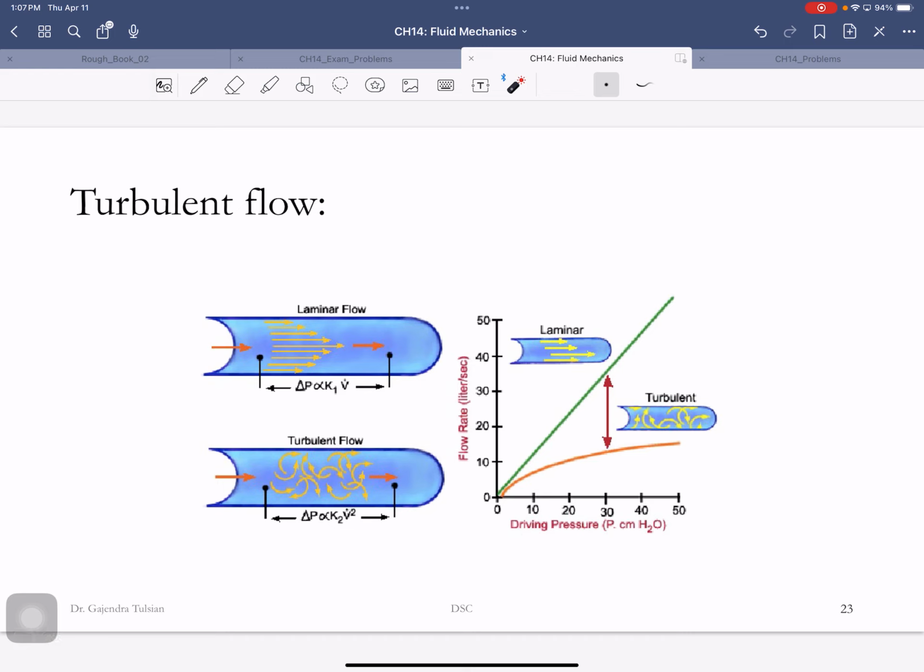So there's turbulent flow, and that's what this graph is showing you. For a given flow rate with turbulence, you have to maintain a higher pressure to maintain the same flow rate. With laminar flow, all you need is this pressure difference.